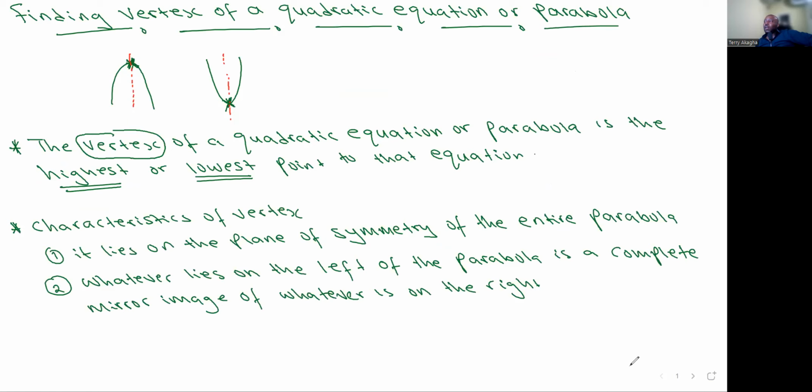So what I just wanted to explain here was that the vertex of a quadratic equation or parabola is the highest or the lowest point. So the highest point or the lowest point is the vertex. One of its characteristics is that it lies on the line of symmetry of the entire parabola, and whatever lies on the left is a complete mirror image of what lies on the right. We use the vertex to sketch the graph of a quadratic function, and also to write the equation of a parabola. And we have two methods of finding the vertex that we'll discuss very soon: the vertex formula and the completing the square method. And that will be that for that.